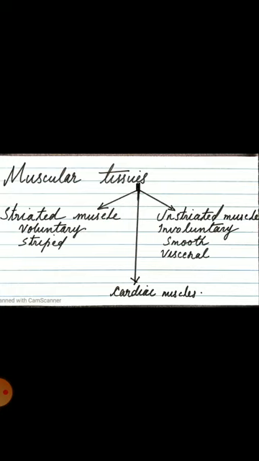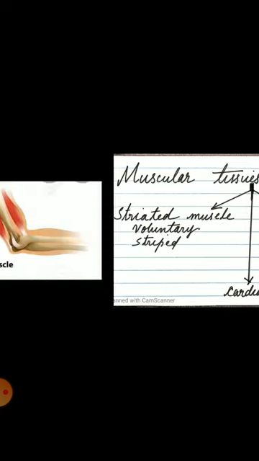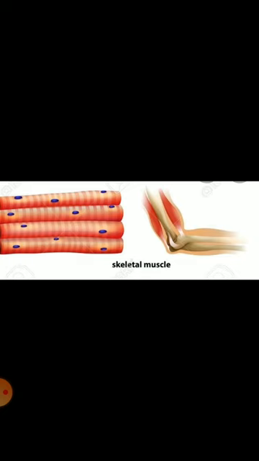Now we will study in detail about striated muscles. This is the diagram which shows striated muscles. These muscles are also called skeletal muscles, as these are attached to bones. The picture itself gives a clear idea that skeletal muscles are connected with bones, and the movement of these muscles is under our control. That is why they are called voluntary muscles.